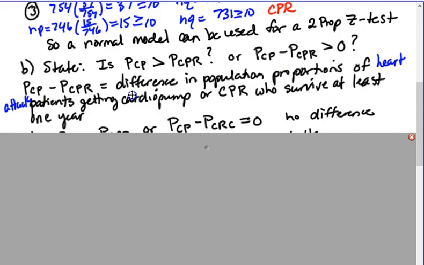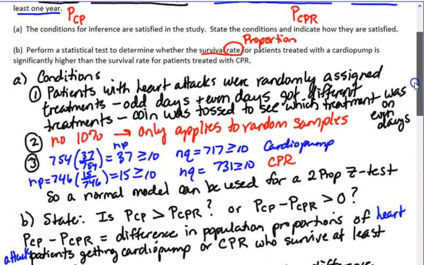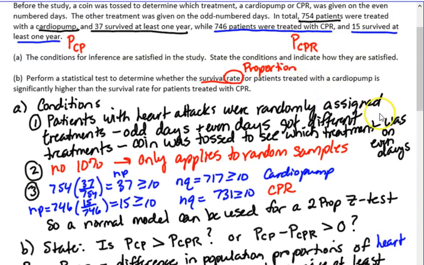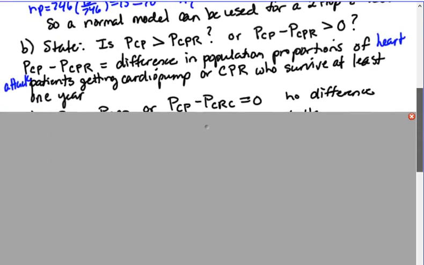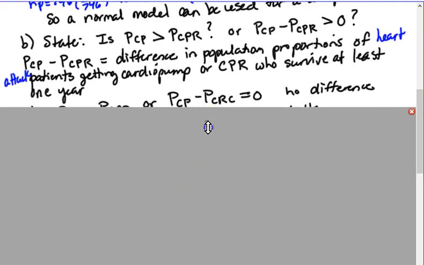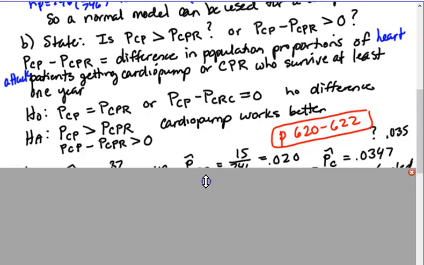When you write out what your parameter of interest is, it's often very wordy, but you do have to be very specific. And often the way it's worded in the question is a good guide for how you want to write that in your population parameter. Now, our null and alternate hypothesis.